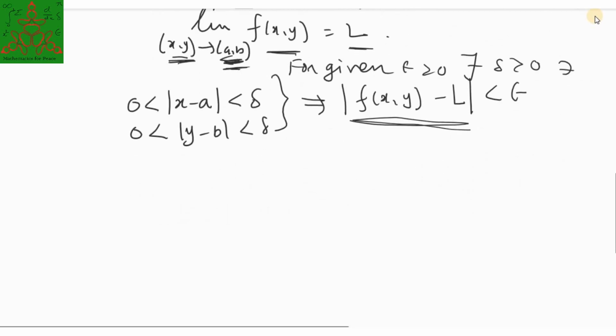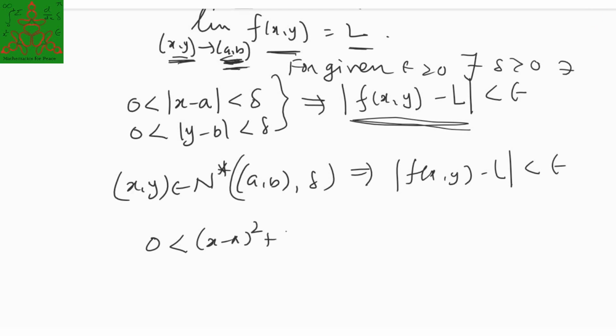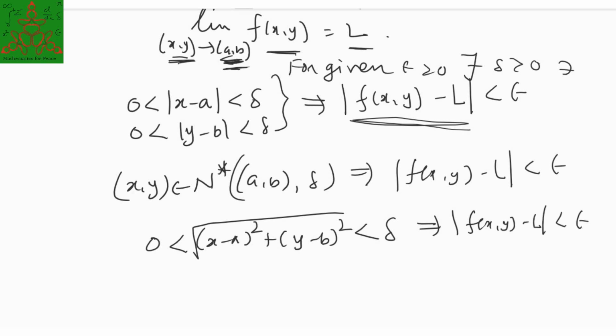This can also be written as (x, y) belongs to the deleted neighborhood of (a, b) with radius delta, implies mod of f(x, y) minus L is less than epsilon. This can also be written as 0 less than square root of (x minus a) squared plus (y minus b) squared less than delta, implies mod of f(x, y) minus L is less than epsilon. This is how we define the limit of a function.